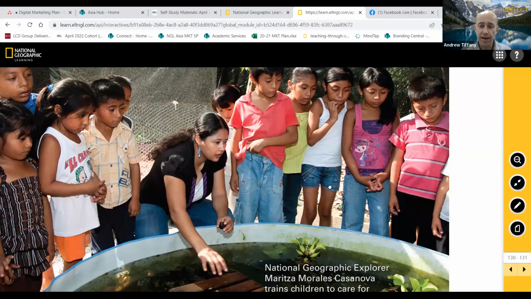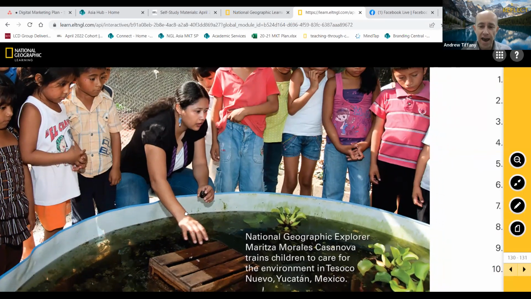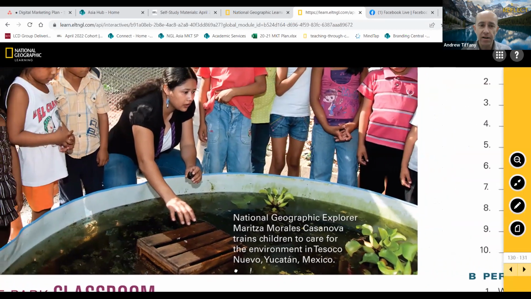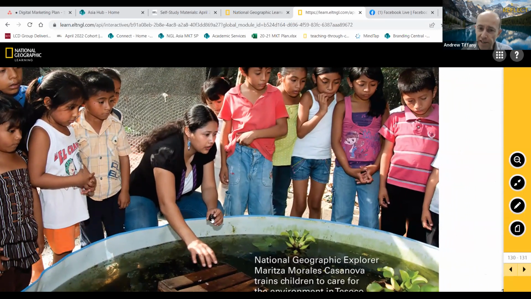If I go down and we look at the caption a little bit more, the teacher here, Maritza, is training children to take care of the environment. Okay. In Tesoco Nuevo, Yucatan, Mexico, right? So here they're looking at what's going on in this pond or this pool, and they're being instructed about something. Maybe it's to do with the plants. She's holding something in her hand. I'm not sure what that is. Is that a water snail or something? I'm not sure, right? Could be.